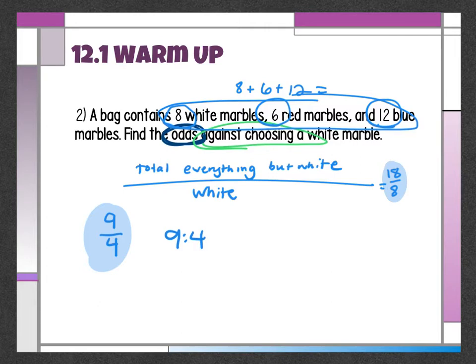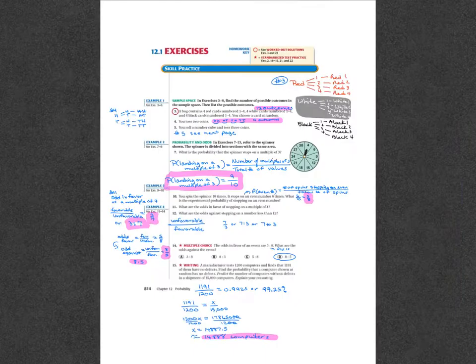Okay, so again, pay attention to words like odds and probability, because odds is different than probability. And then pay attention to for or against. So if it had said, what's the probability of choosing a white marble, now it would have been flipped. It would have been 4 to 9. Questions on that one? Okay. None.